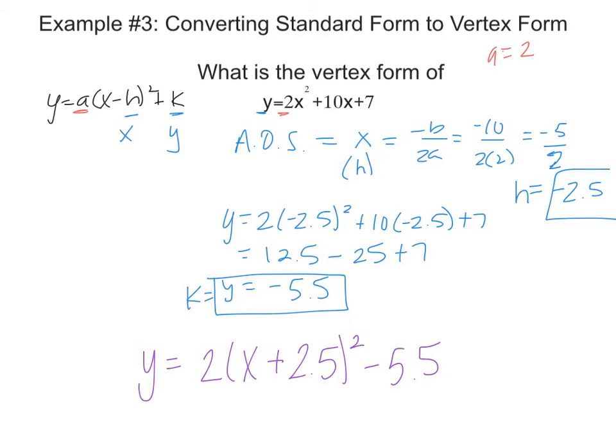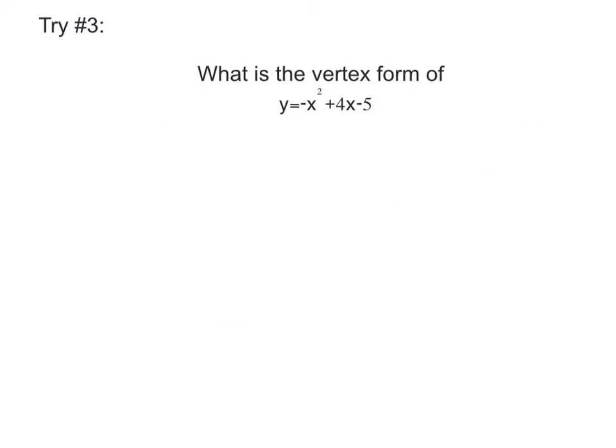Let's go ahead and do the try associated with it. In try 3, again, we have to be reminded of what our vertex form is. So that's y equals a parentheses x minus h squared plus k. All we want are a and then our h and k. A we already know to be negative 1 here. So now we just need to find h and k.